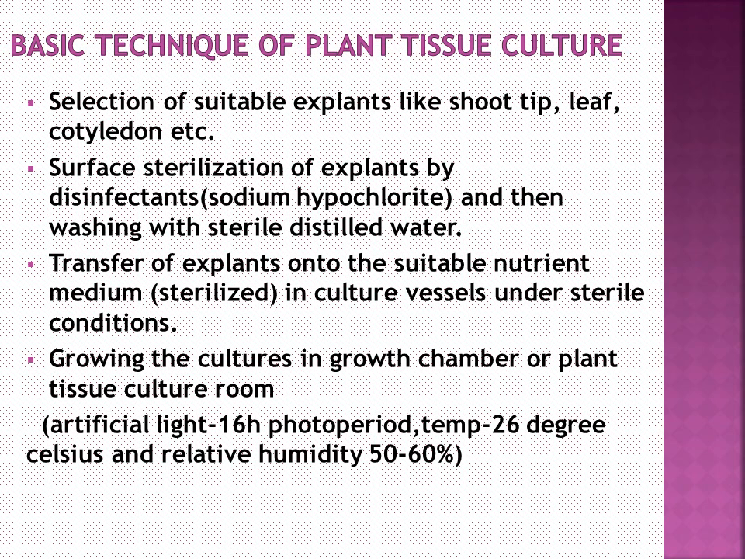Growing the cultures in the growth chamber or plant tissue culture room. Fluorescent tubes are used to provide the artificial light of 16-hour photoperiod. Temperature is maintained at 26 degrees Celsius and relative humidity 50 to 60%.